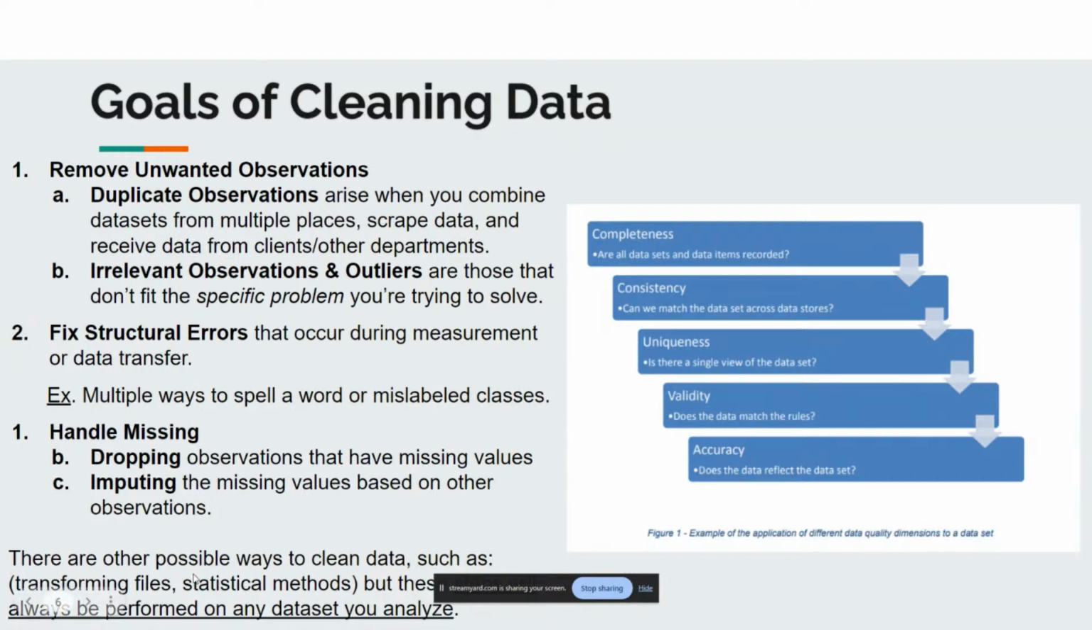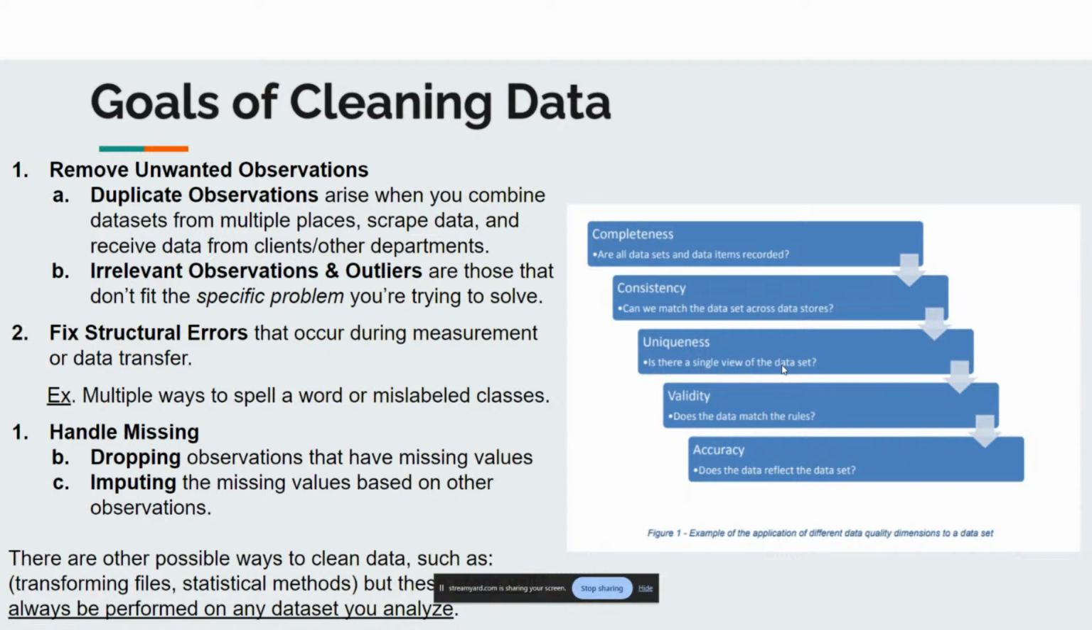There are other possible ways to clean data, but these steps are always performed on any data set that you analyze. So these are just like the baseline. You always want to look if there are duplicates, if there are irrelevant values, fix the structural errors and handle missing values. And all of these lead to completeness of data. Are all data sets and data items recorded the way you'd expect? Is it consistent? Does it match across data stores or how you would expect between systems?